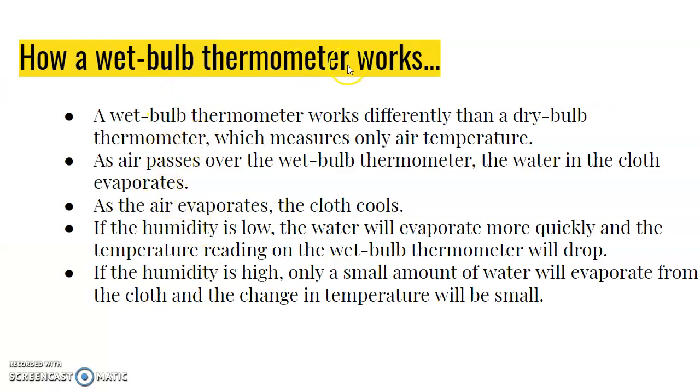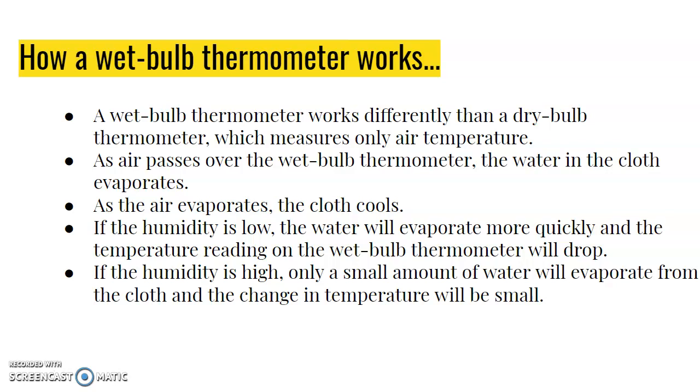So how a wet bulb thermometer works is a little bit different from a dry bulb thermometer. The dry bulb thermometer is something that we use to measure just the air temperature, not humidity. If you wanted to measure just the air temperature, you would use a dry bulb thermometer. But we need to use a wet bulb thermometer to actually understand how humidity works.